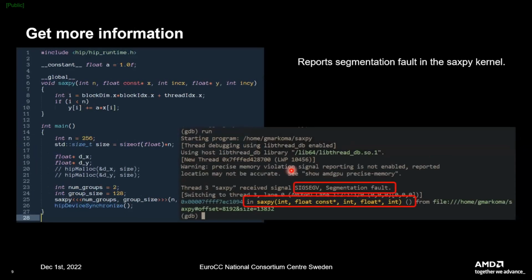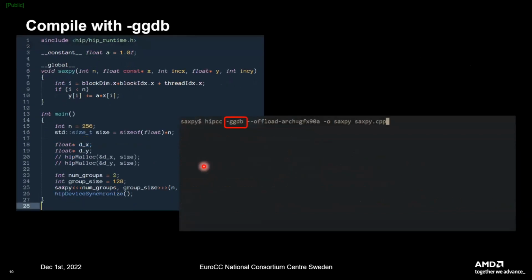When you go inside GDB and you say the run command, it's going to start executing your code inside GDB. And it will say that, hey, thread 3 found the segmentation fault, and that segmentation fault is somewhere in your kernel, right? Now, it is reporting that it is in SAXP, but I want to know exactly what's happening and where it is. And to do that, to get more information, when we compile, we have to add this -ggdb flag to your HipCC compiler.